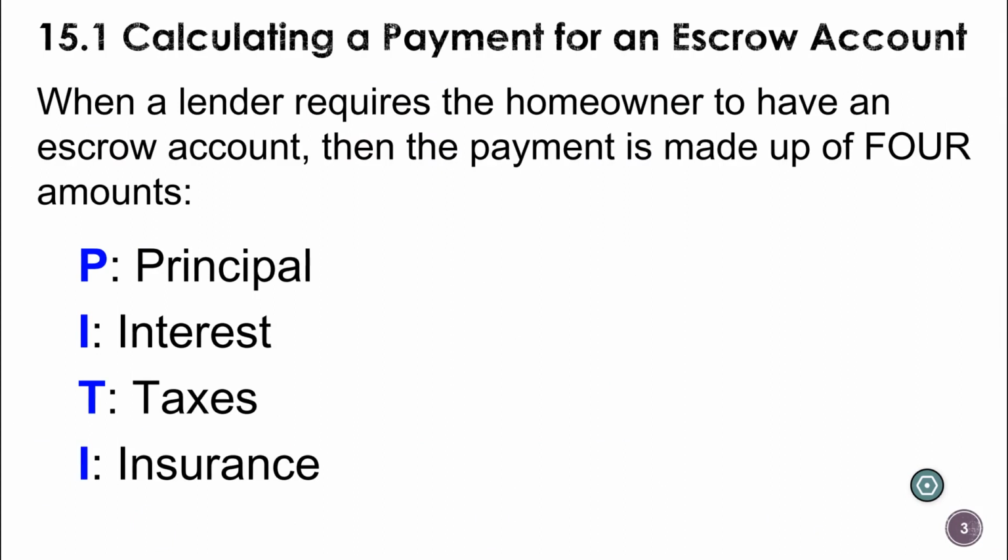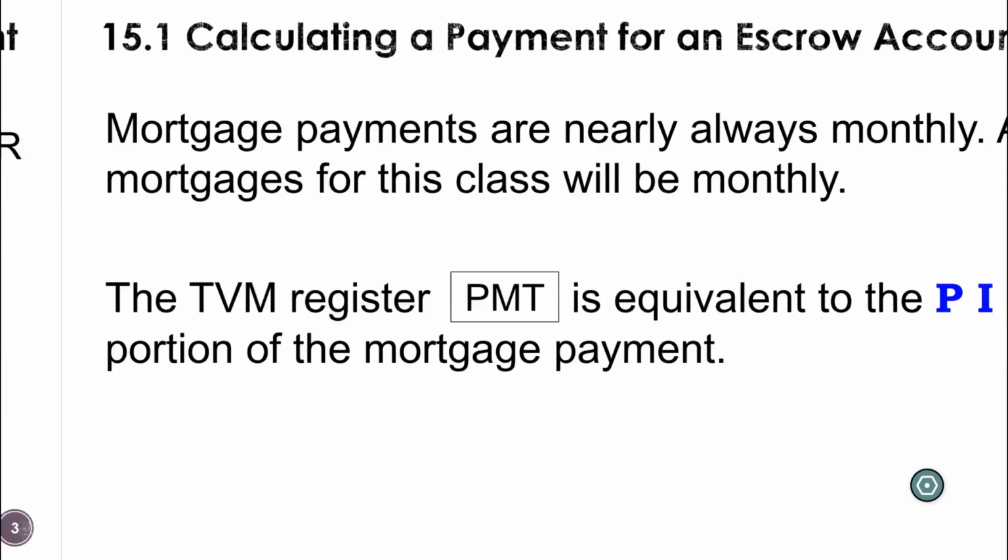When a lender requires the homeowner to have an escrow account, then the payment is made up of 4 amounts. We have been talking about principal and interest all along, because you've had to calculate principal and interest, and as you fill out your charts with your TVM keys, you've also talked about the principal and interest. Principal is the amount you borrowed. Interest is the amount of interest you pay on the principal. Taxes will be your property taxes, and insurance will be your homeowner's insurance that covers your home in case something catastrophic happens, or even some small things sometimes.